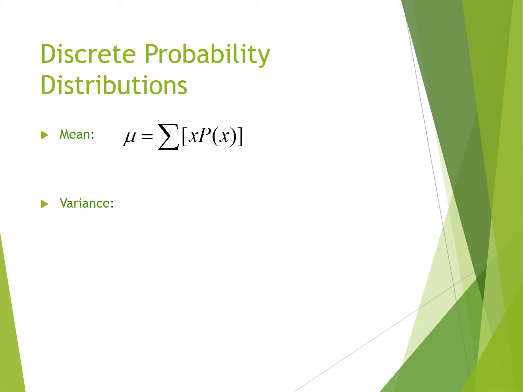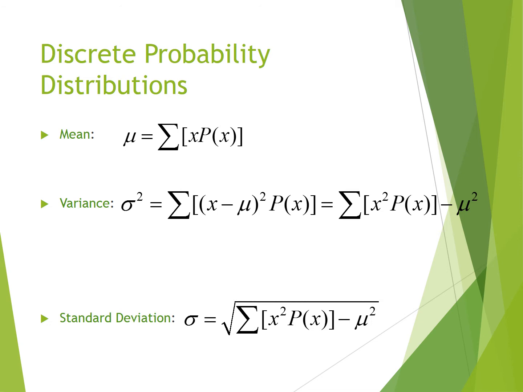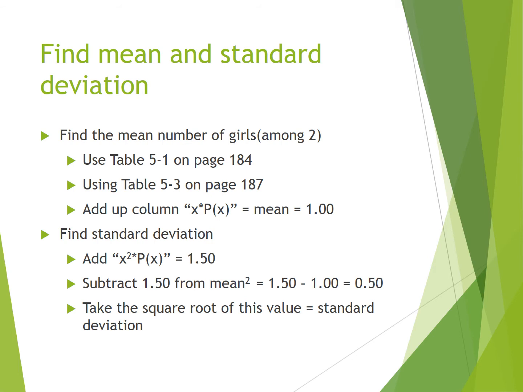The variance is this. Now, I like the second piece of this, where you multiply x squared times each individual probability. Then you sum that column up and you subtract the mean squared, and standard deviation is again the square root of the variance. It's easier to look at this example if we look at it with a problem example from your book.